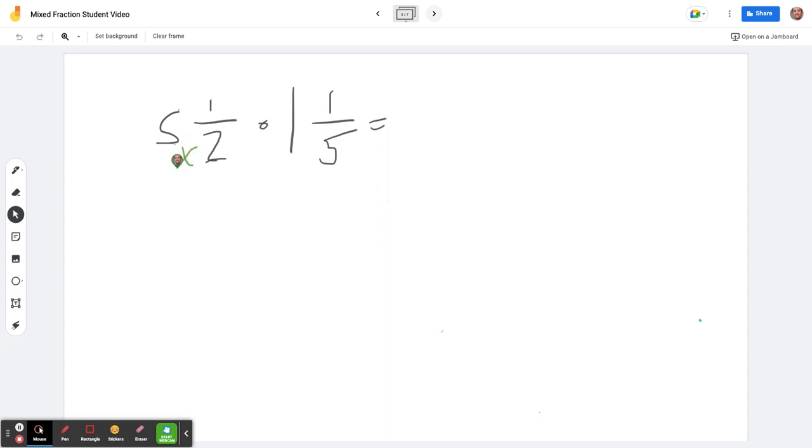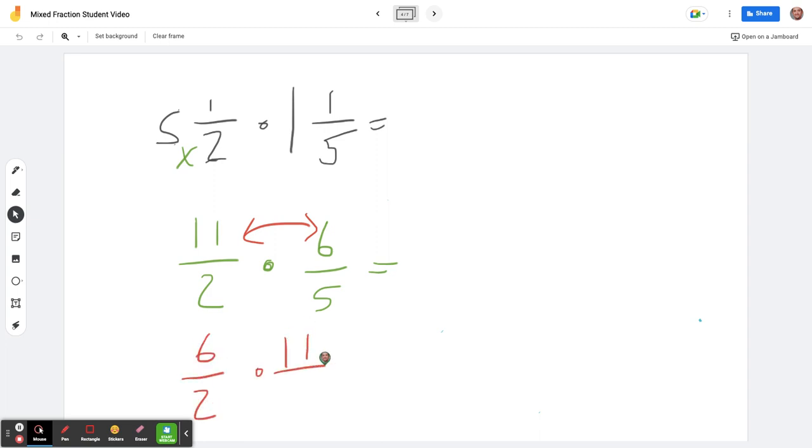We're going to do 5 times 2 plus 1, which is 11. Denominator stays the same. 1 times 5 plus 1 is 6 over 5. Now, go back to what we did previously in the week. Can we swap these to make our problem a little bit easier? The answer is yes. Get 6 over 2, 11 over 5. What does 6 over 2 become? It becomes 3 over 1. 6 divided by 2 is 3. Times 11 over 5. Now we can multiply: 33 over 5.